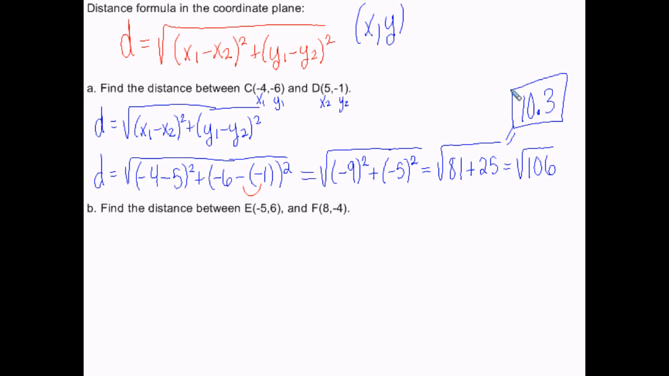Yeah, I wrote the equal wrong too, so that should be here. Okay. Yes.